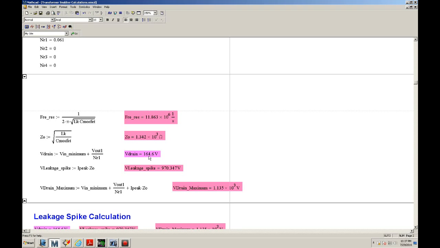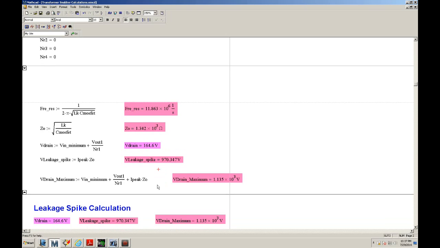Okay, that's the voltage without the voltage spike. But if you add the voltage spike due to the leakage, here you have I peak times the characteristic impedance. If you notice, it's 970 volts. That's a huge voltage spike.